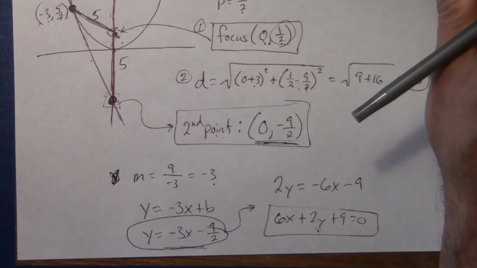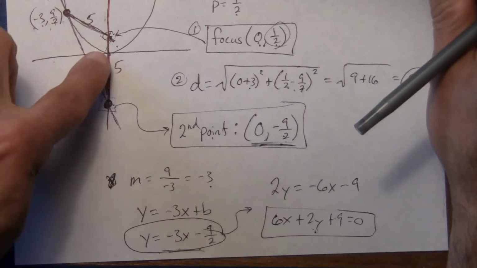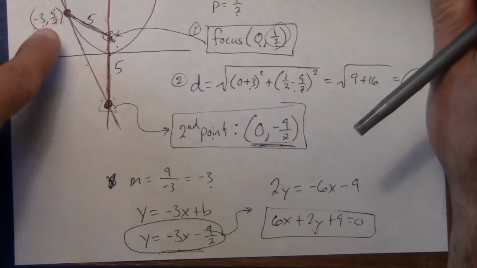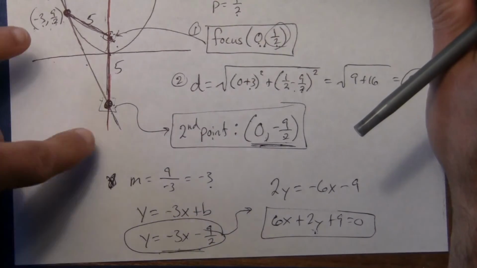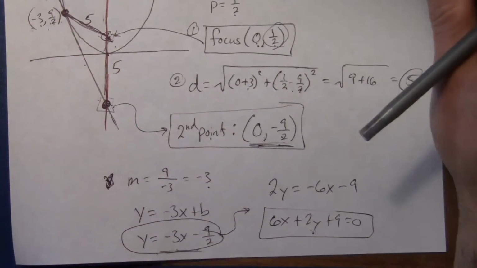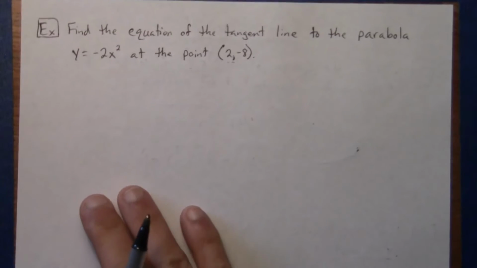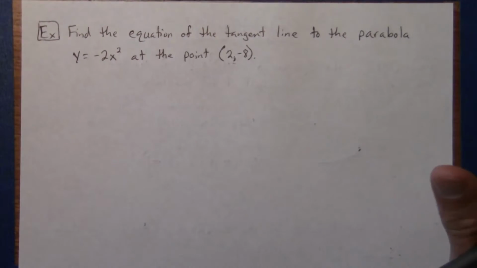So 4 steps that you have to go through. Find the focus, find the distance between the focus and that point of tangency, use that distance to find the quote-unquote second point, and then use the point of tangency and that second point to find the equation of the line. Alright, so same process. Want to start by graphing it.